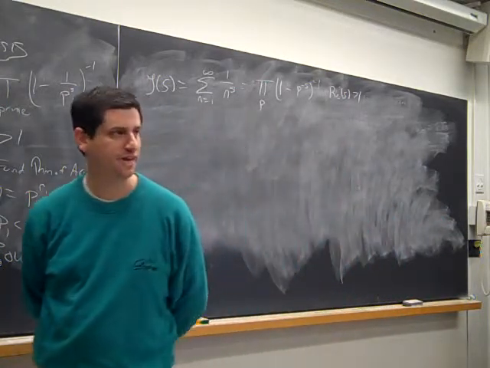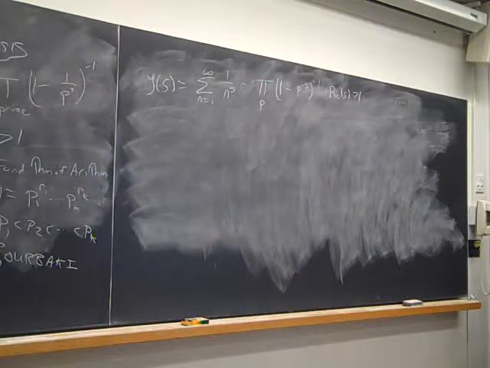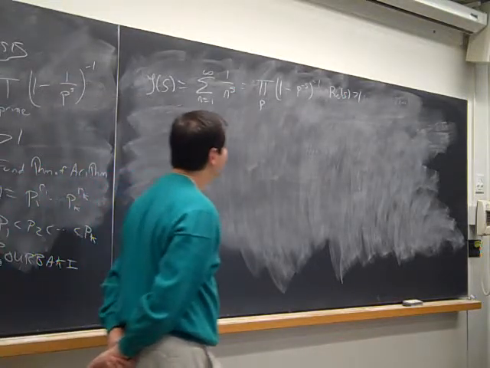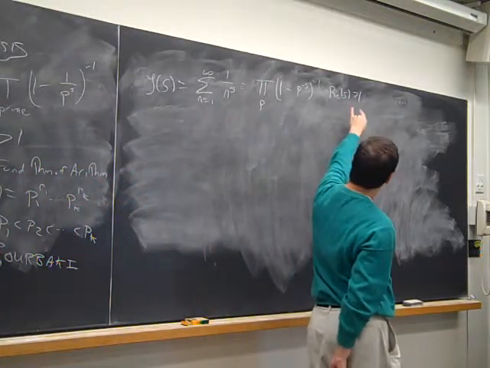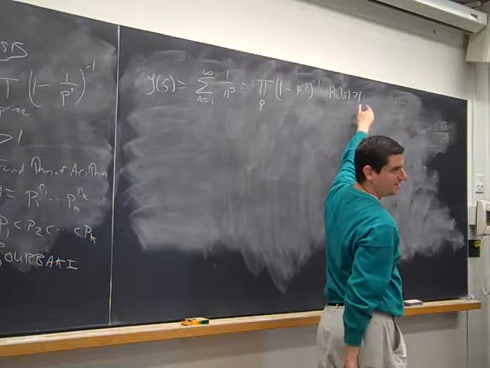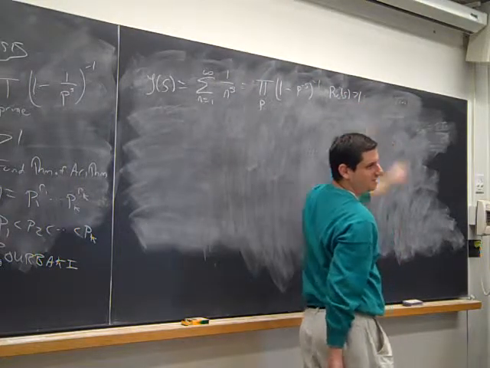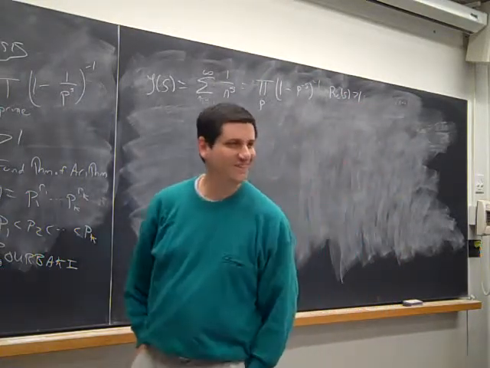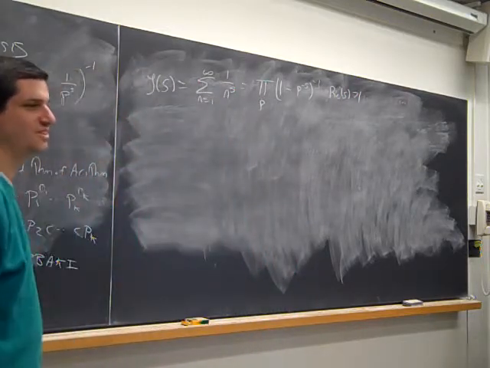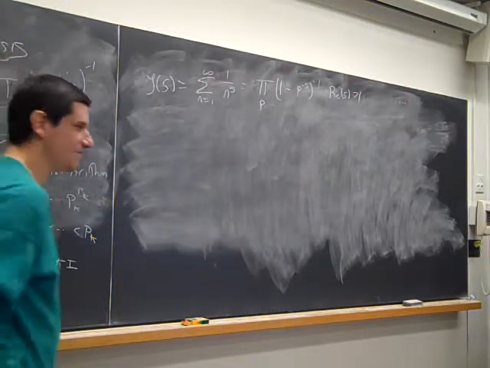What value of s should I evaluate this at? 0. Why do you put 0? Didn't we say greater than 1? Yes. We can't evaluate it at 0. 2 is a good choice.